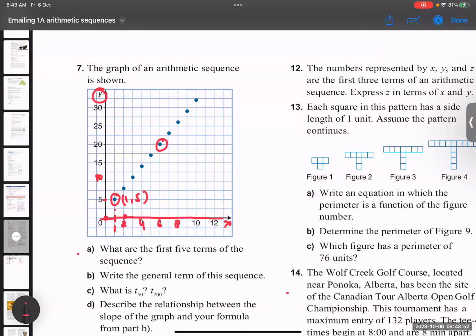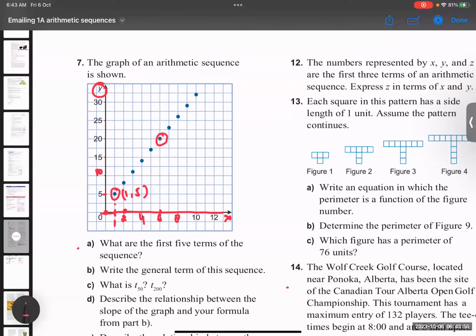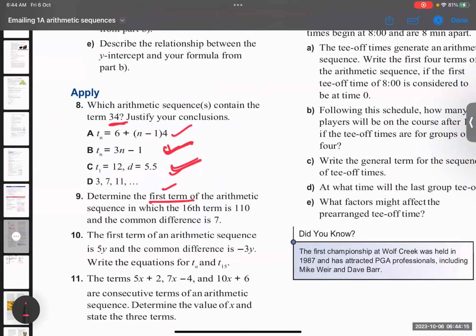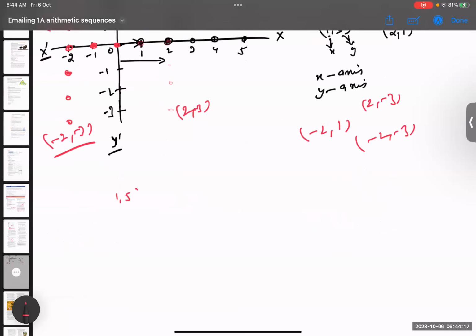Now, here the point is 6 and the point is 20, (6, 20). Is it clear? That means we have got 2 points. At 1, it is 5 and at 6, it is 20. Is it clear? So I got 2 points, (1, 5) and (6, 20). Is it clear?